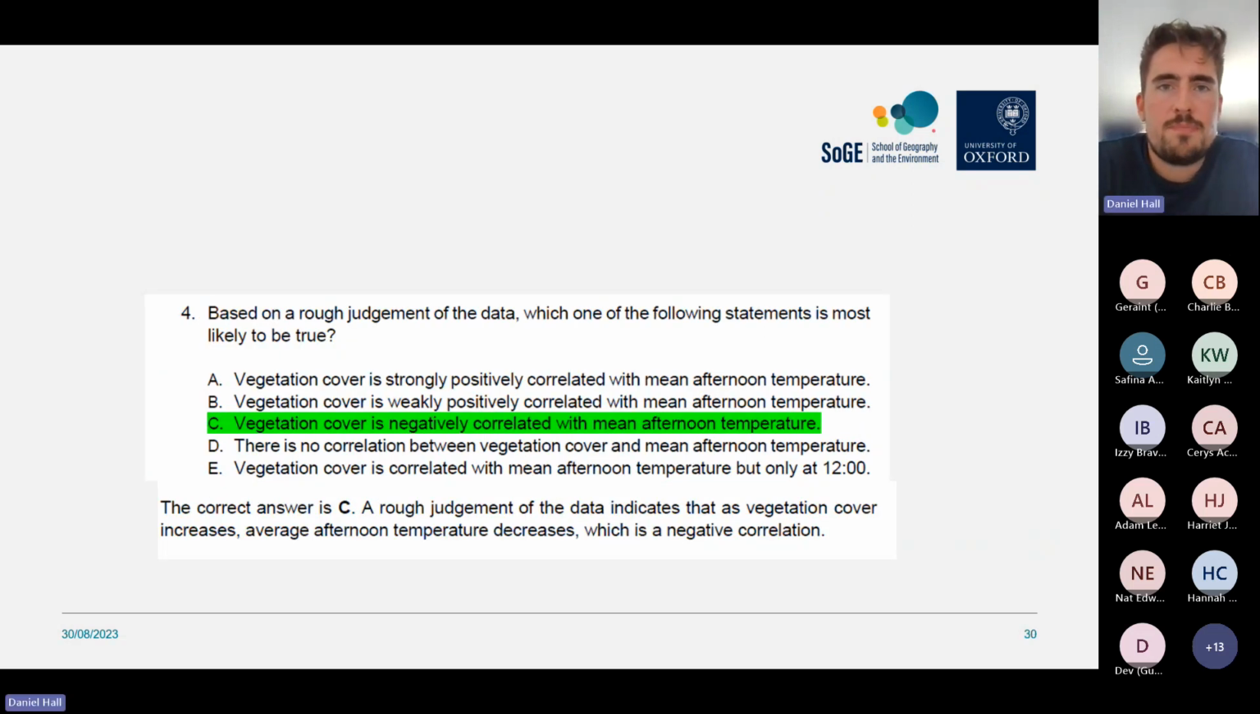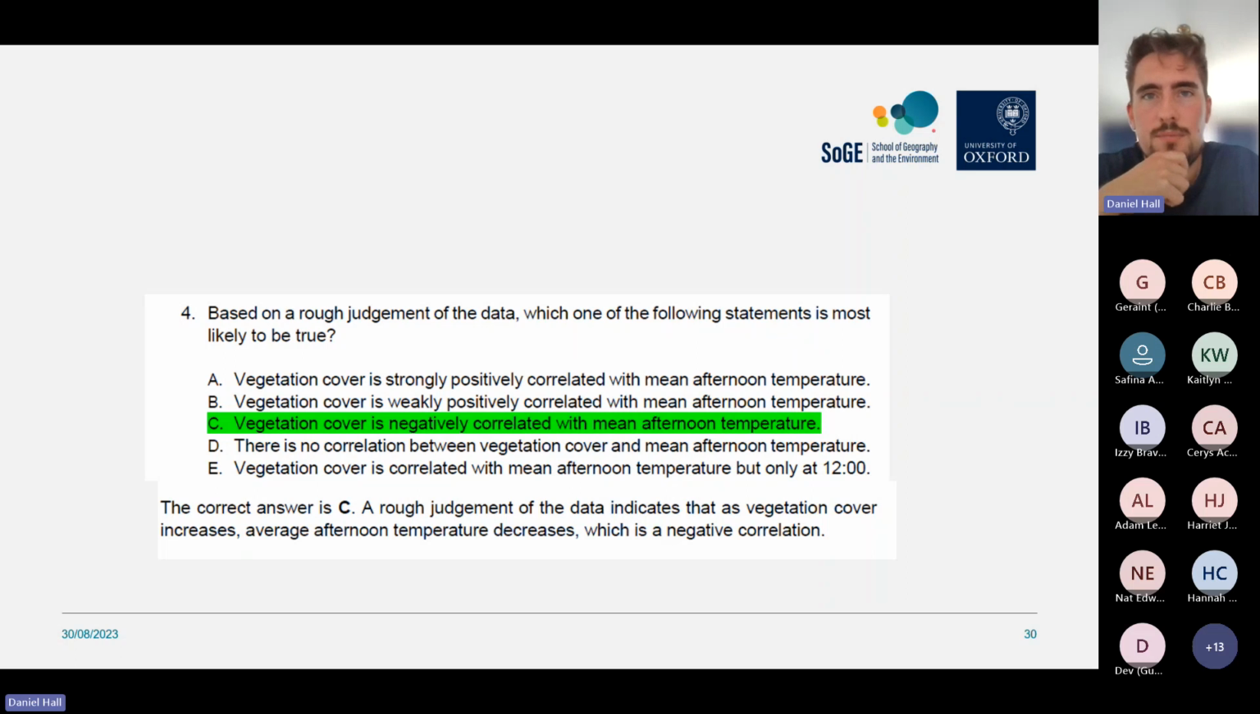So a rough judgment of the data. Just by eyeballing it for a couple of minutes, you'll be able to see that as vegetation cover increases, average afternoon temperature decreases. So that's a negative correlation. And this is one of those where you can use a bit of a process of elimination. So there's the A and B, strongly and weakly positively correlated. But even before you've thought about it, you can first of all think, is it more likely to be positively or negatively correlated?